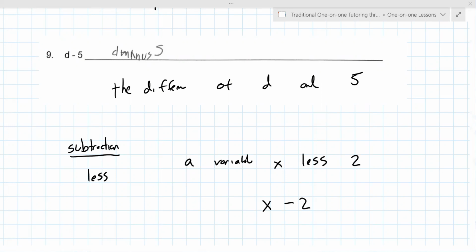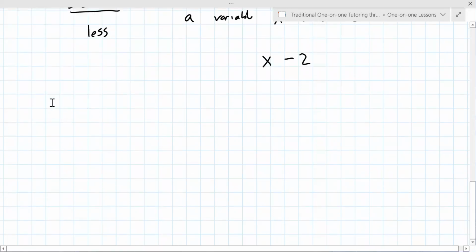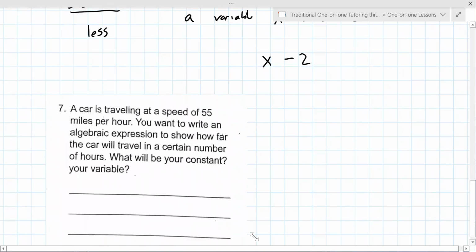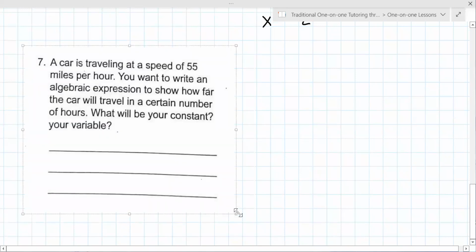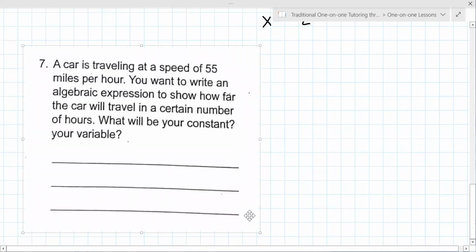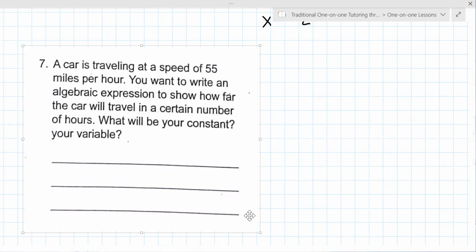All right, so let's jump down to 7 and 8 next. Is that okay? We can come back to the table, but I know these story problems are probably more challenging. All right, let's see here. Get this framed right. Could you read this question out loud for us? A car is traveling at a speed of 55 miles per hour. You want to write an algebraic expression to show how far the car will travel in a certain number of hours. What will be your constant and your variable?